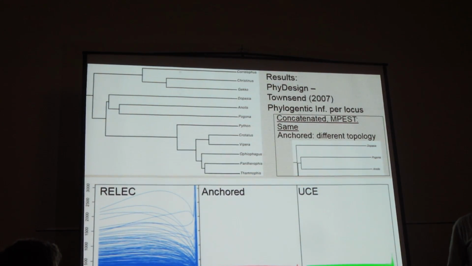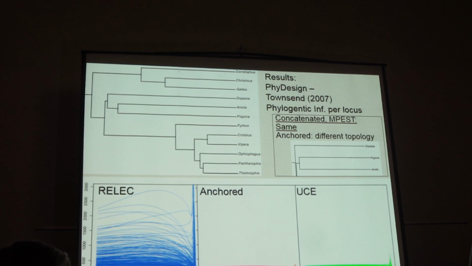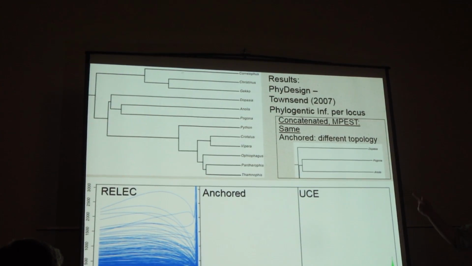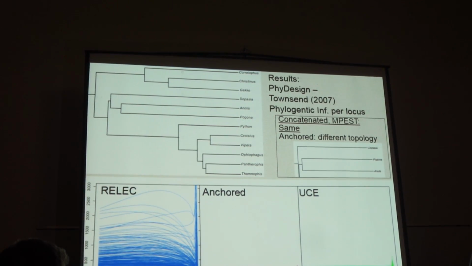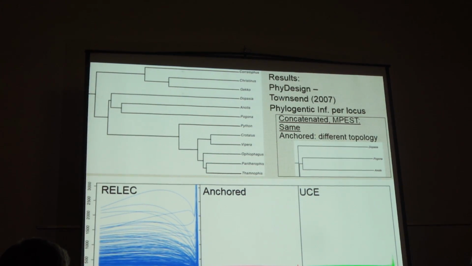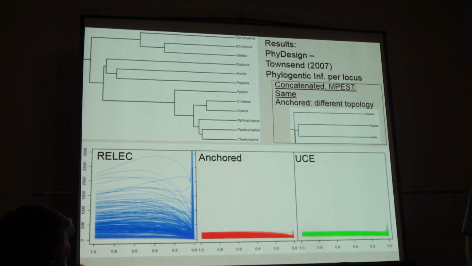Perhaps the clearest difference between our exon set and our other genomic subsets can be seen when examining phylogenetic informativeness using Townsend's criteria and using the time-calibrated tree shown here. The x-axis is time, and the y-axis is informativeness, and each colored line represents one locus.